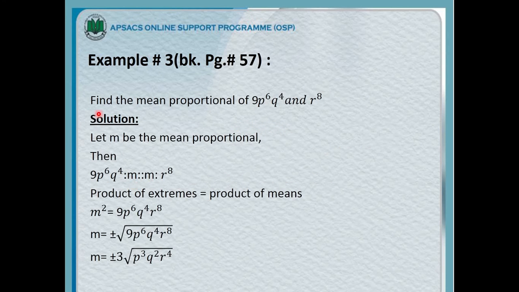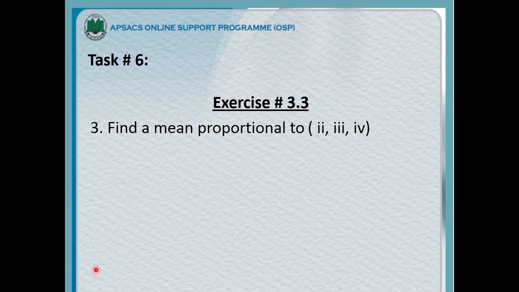Now we will solve example number 3 on book page number 57 to understand the concept of mean proportional. Here two quantities are given. We will consider the third quantity, or the mean quantity, as M. Let M be the mean proportional, then A ratio B proportional B ratio C will be written like this. We get M square equals this term, and by taking its square root, we get the final value of M, that is plus minus 3 root p cube q square r raised to the power 4.